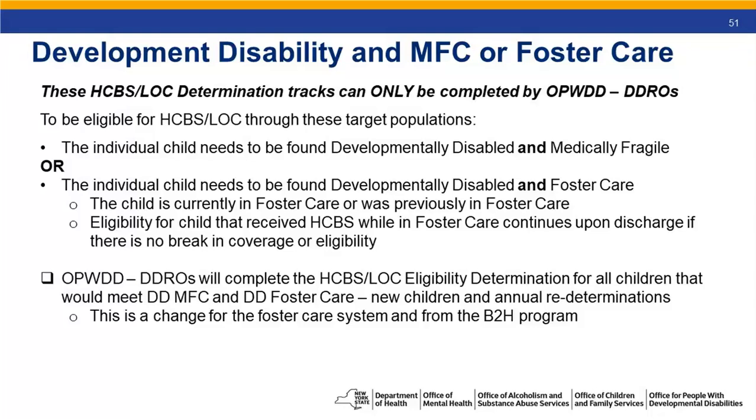And as our waiver outlines, you will need to meet those two things. And for the DD foster care, just remember that the child was currently in foster care or previously in foster care when they were receiving HCBS. So those children who were in the B2H waiver for foster care, and then they go home or they get adopted, if they continue to have HCBS services, they can continue to be determined eligible as long as there was no break in coverage or eligibility.